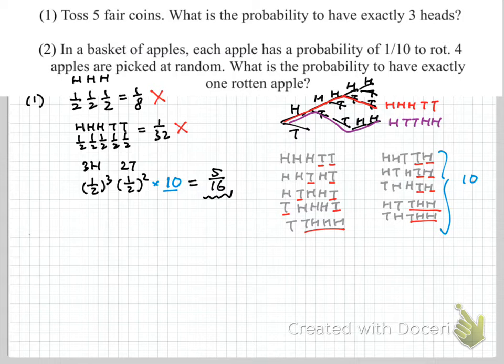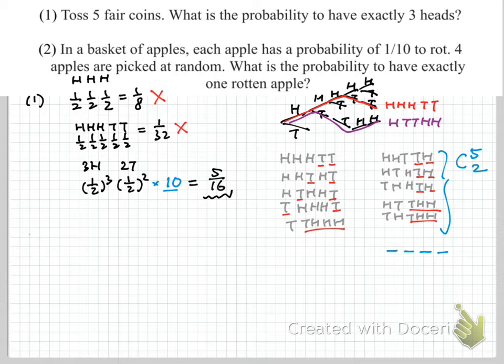Now, I did it with manual counting, and that is the first stage when you begin to learn. And then you can try to make sense of that number 10. What does that number 10 mean, instead of counting manually? Well, that number 10 comes from this: there are 5 positions, and then you choose 2 of them to put the tails. So that would be 5C2. There are 5 positions, and every time you choose 2 of them to put the tails.